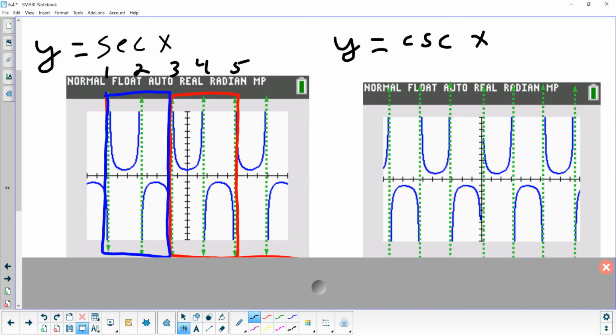So if I was describing which ones belong to the blue box, I would say asymptotes 1 and 2 belong to the box in blue. Asymptotes 3 and 4 belong to the red cycle. Asymptotes 5 and 6 belong to the next cycle after that. Okay, but there are 2 asymptotes per cycle.